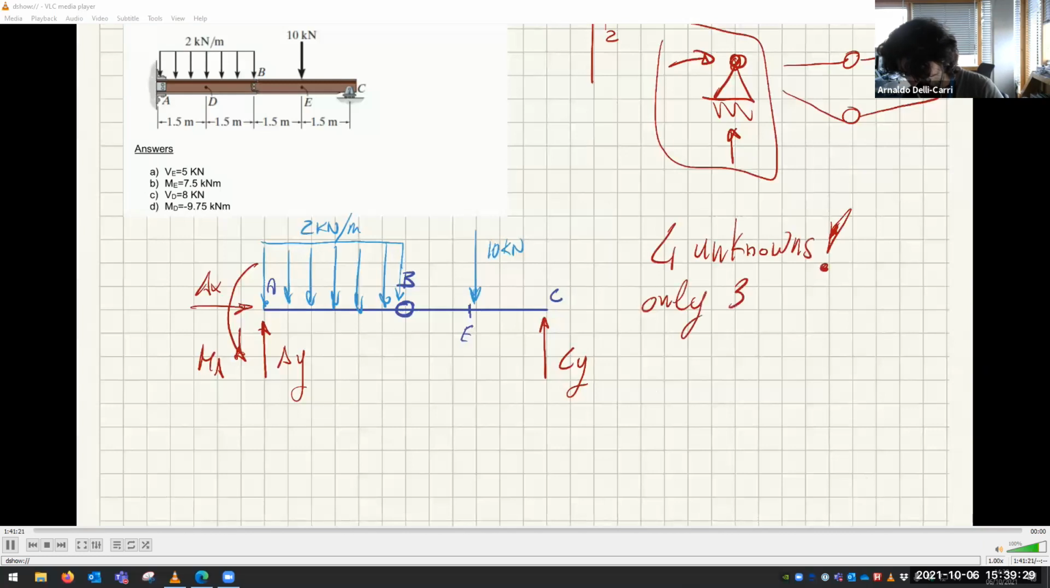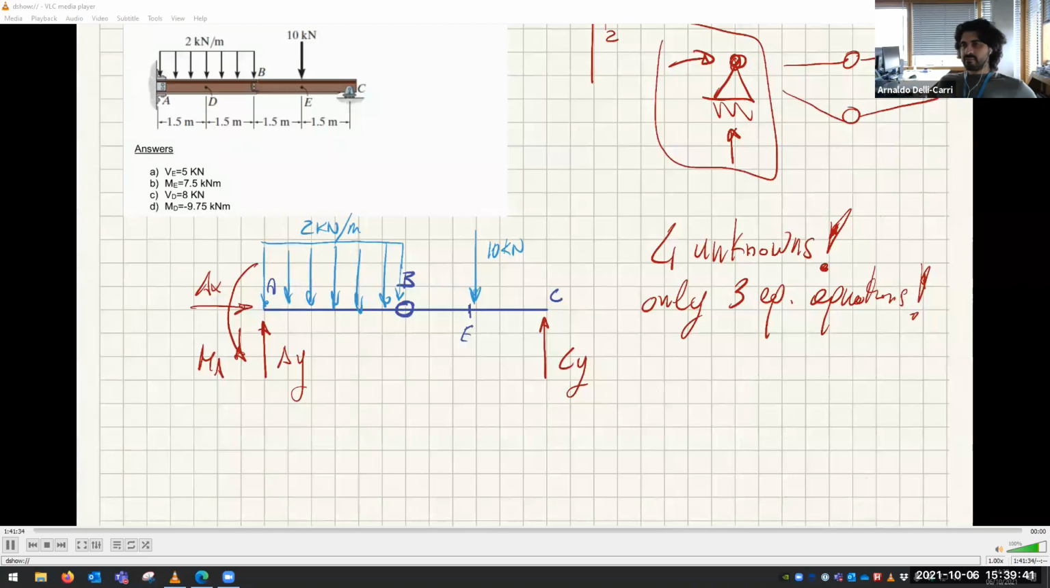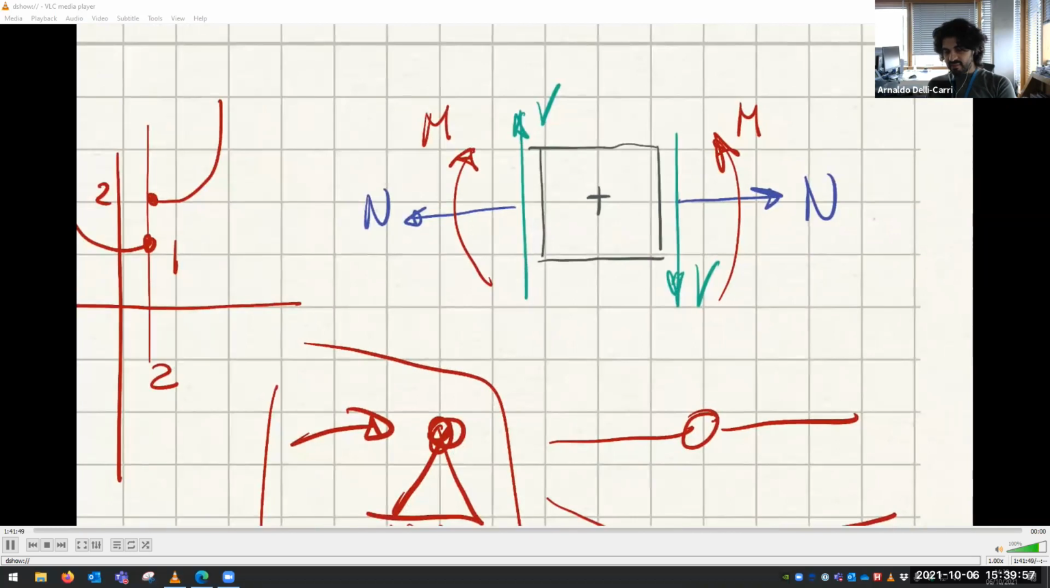Only 3 equilibrium equations. So how do we solve this? You can't solve a system of 3 equations and 4 unknowns. So what's the information that we have? The information that we have is that if we cut in B here, we know that this one and this one will be 0. And so you have 1 fewer unknown if you cut.